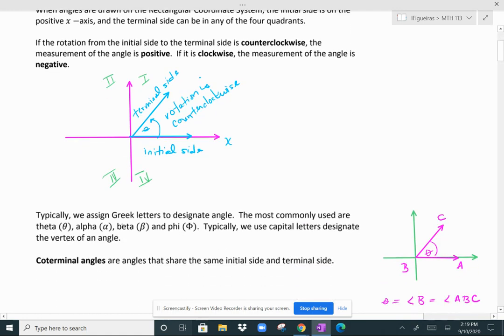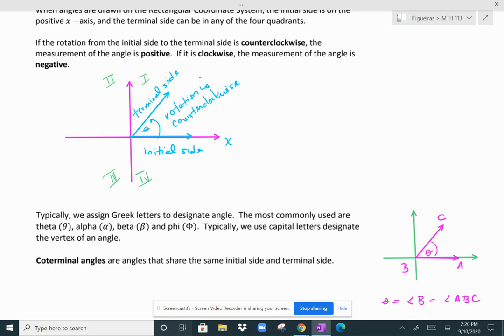So typically, as I mentioned, we assign Greek letters to designate angles. The most common Greek letters used would be theta, alpha, beta, and phi. There are others that are used, but those are the most common ones. Oftentimes it is also possible to use capital letters to designate angles. We don't usually use lowercase letters.